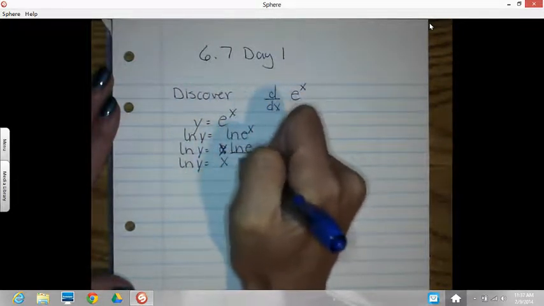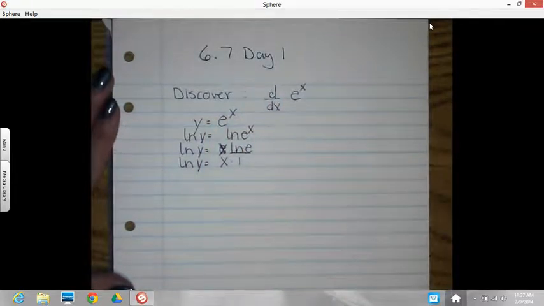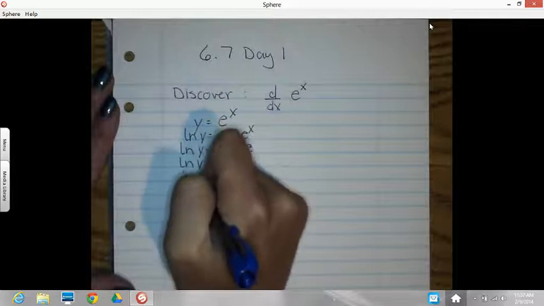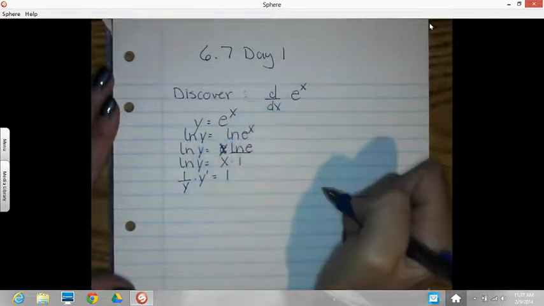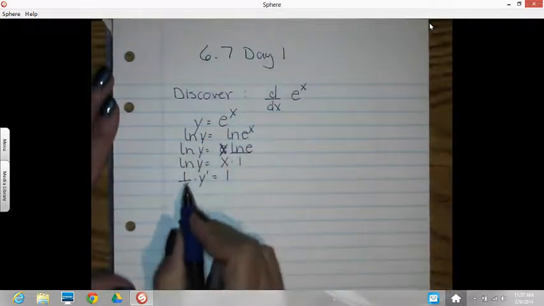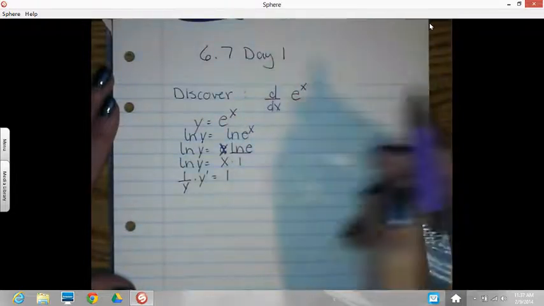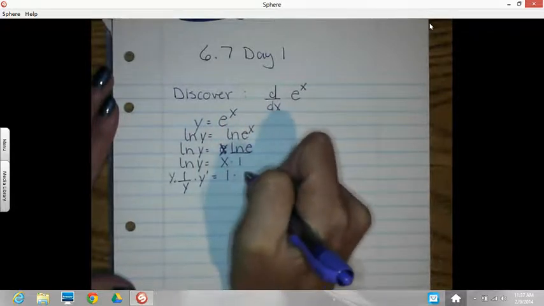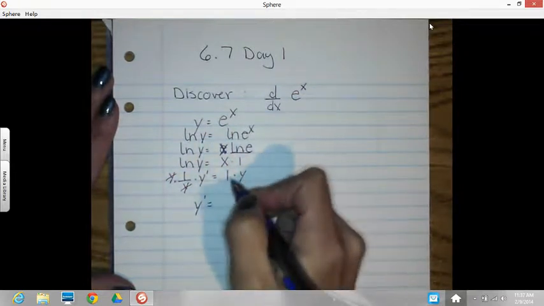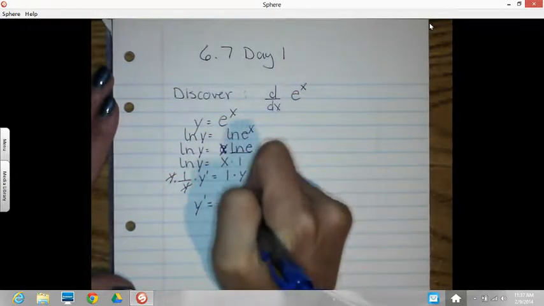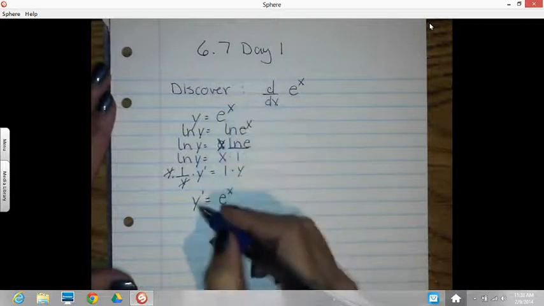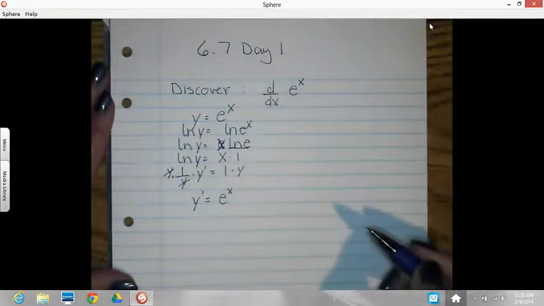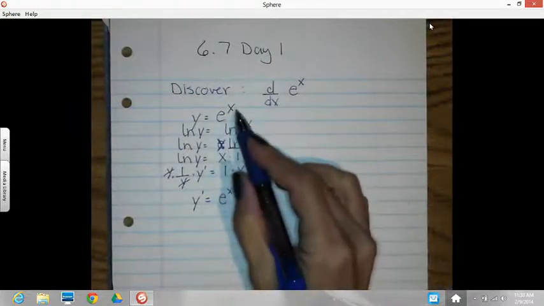That's a 1 times what you want it. You don't need it there. Now I'm ready for derivative. So it is 1 over y prime. Derivative of x is 1. Now I just have to multiply by the y on both sides to get rid of this 1 over y. So if I multiply by y, these cancel. The derivative equals y, and y is e to the x. So let's see what happened here. I started with e to the x, and the derivative came out e to the x. Coincidence? No. The derivative of an e to a variable power is itself.